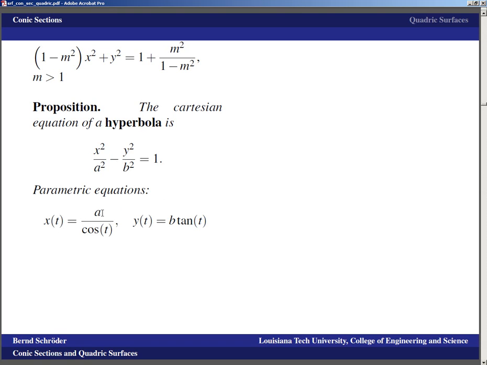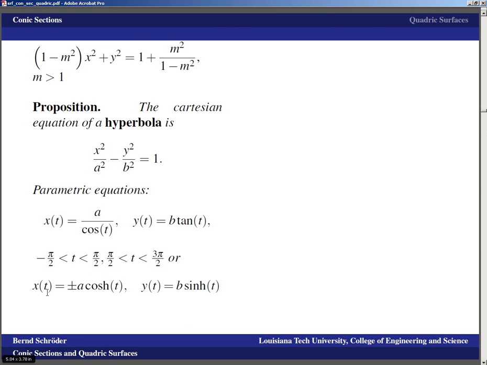We could have x of t being a over cosine t and y of t being b times tangent t, because then again, as we plug that in, the a's and b's cancel. We end up with 1 over cosine squared t minus sine squared t over cosine squared t, which ends up being 1 by Pythagoras' law. And because the hyperbola has two branches, we have to use two branches of the tangent, namely t between negative pi halves and pi halves, and t between pi halves and 3 pi halves.